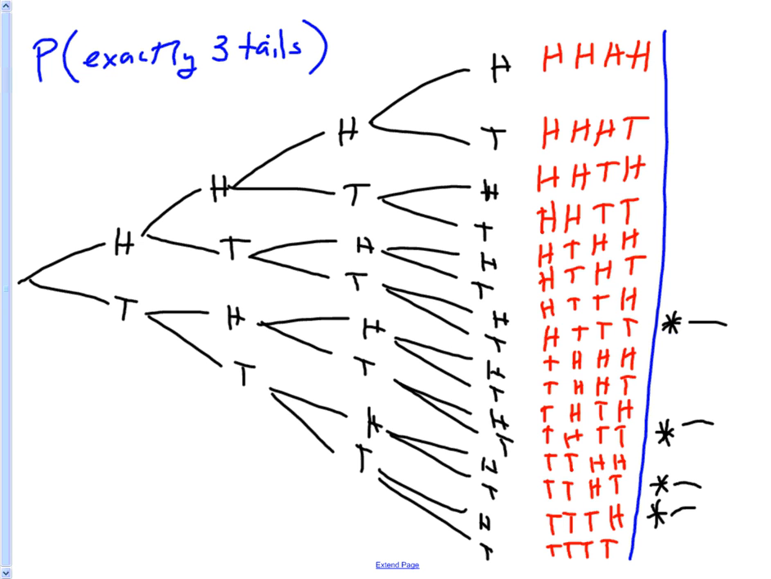All right, next kind of question. This is kind of medium hard. What if I said probability of 3 or more tails? What does that do that's different? All right, we'll continue this in the next part of the video.